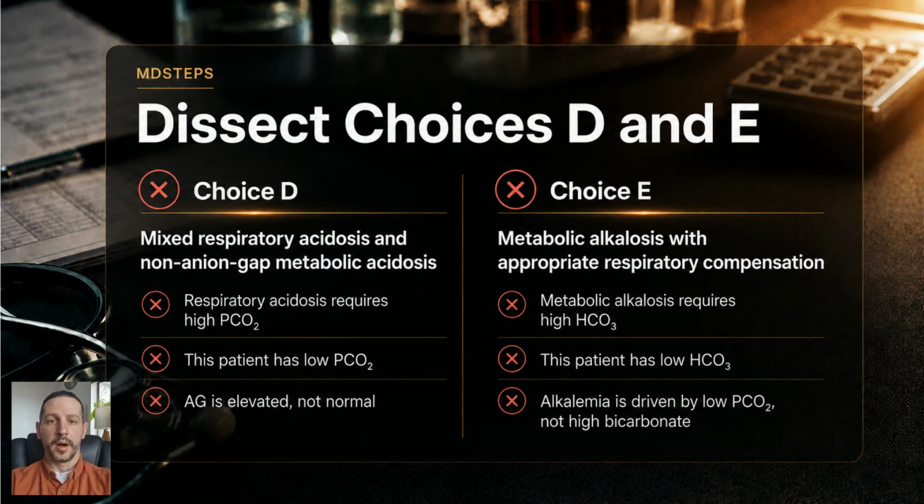Choice E is metabolic alkalosis with appropriate respiratory compensation. This may attract students who focus almost entirely on the alkalemic pH, but a primary metabolic alkalosis requires an elevated bicarbonate. Her bicarbonate is low. The alkalemia is being driven by the low carbon dioxide, not by a high bicarbonate.